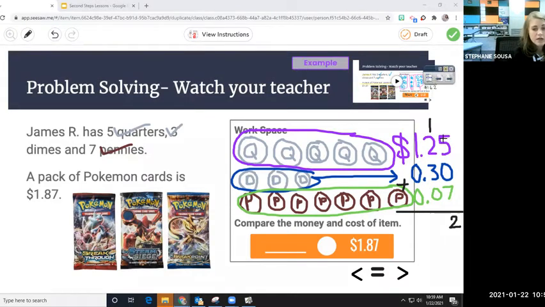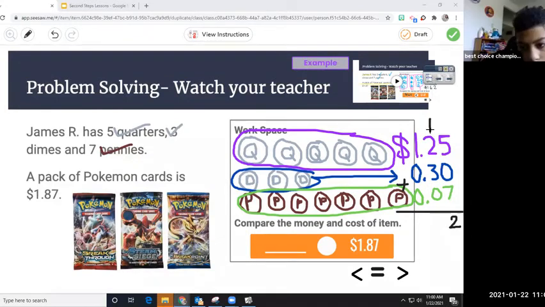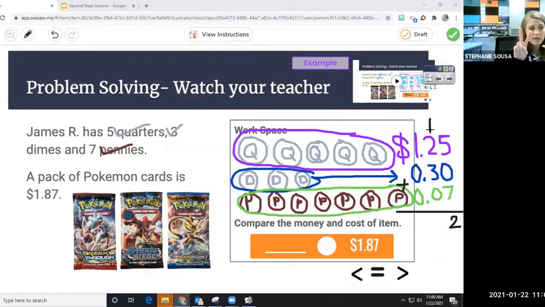Now we're looking at our dimes. We have 1 dime plus 2 dimes, that's 3 dimes, plus 3 more dimes, that's 3, 4, 5, 6, plus 0 dimes. So that is 6 dimes, that's 60 cents. It's just like adding the tens.